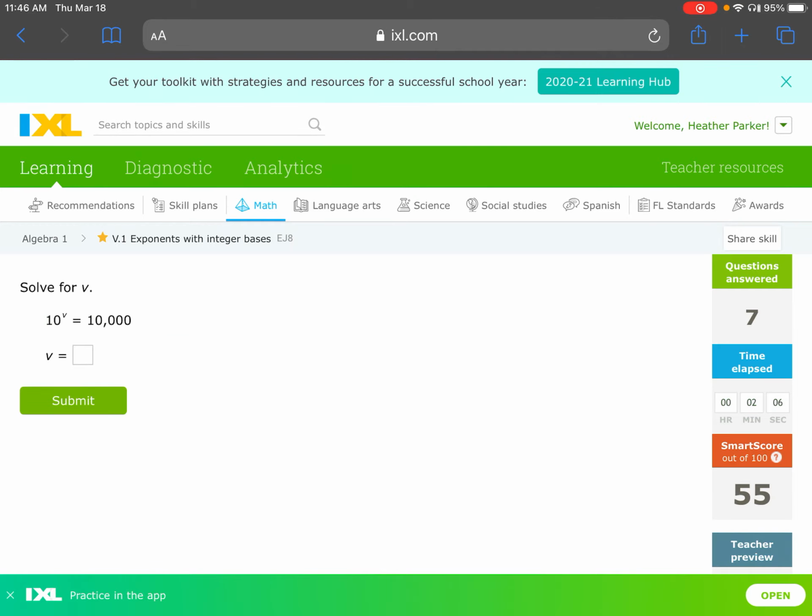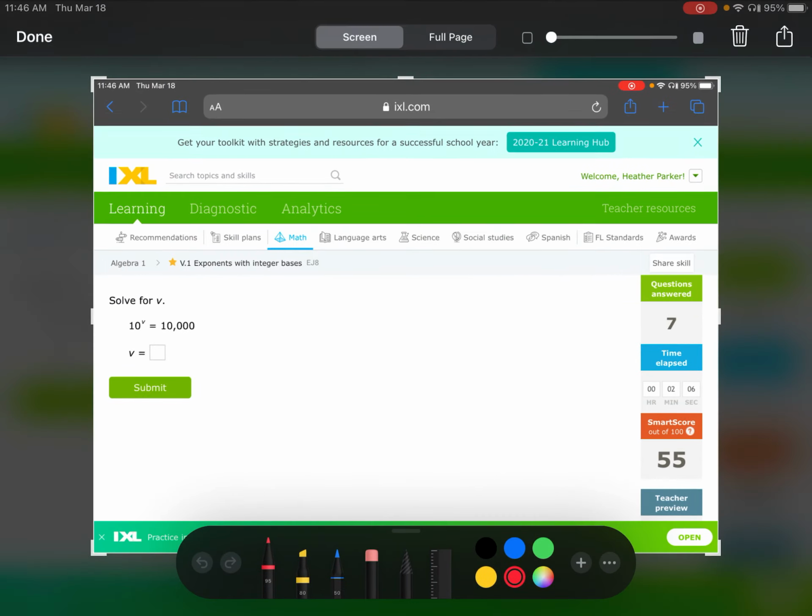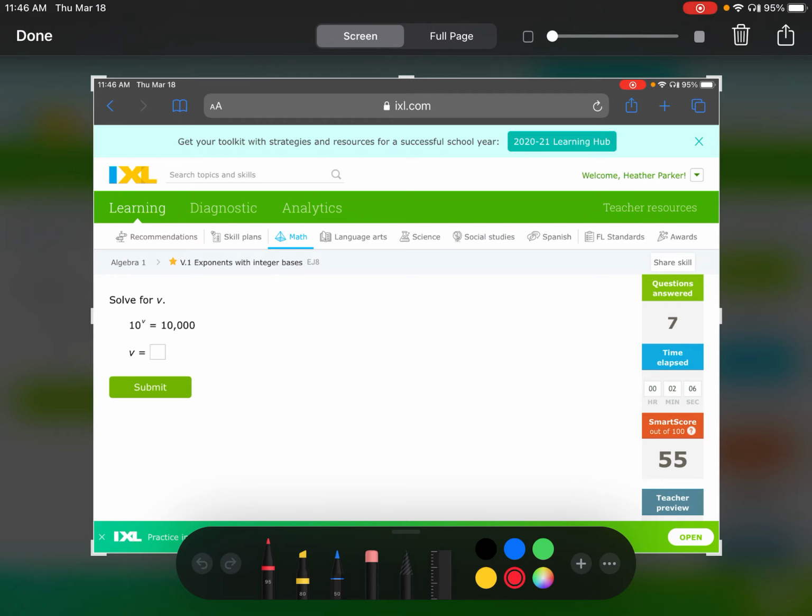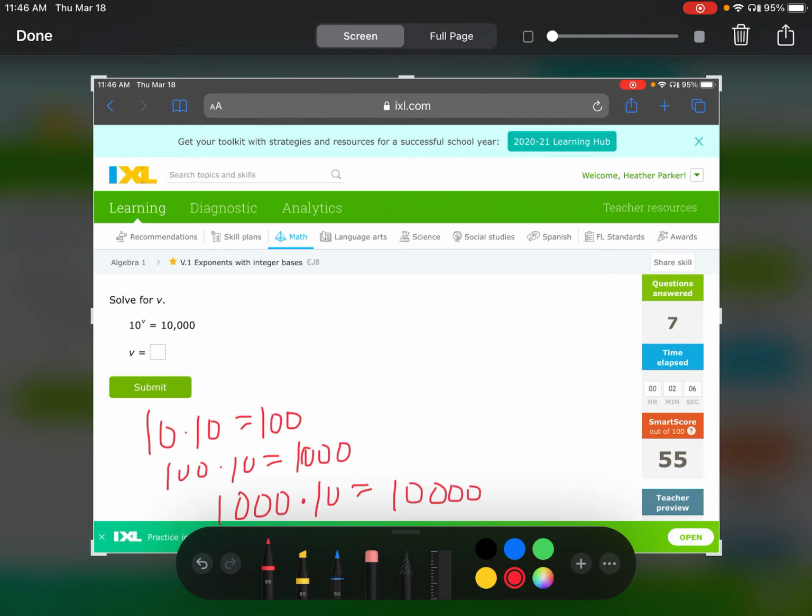Now, I don't know if you noticed this, but with our powers of 10, if I do 10 times 10, that gives me 100. And then 100 times 10 gives me 1,000. Do you notice that the number of zeros equals how many powers there are? So I need to do 1,000 times 10, which is 1, 2, 3, 4, which is 10,000. So 10 to the v equals 10,000. I did 1, 2, 3, 4.